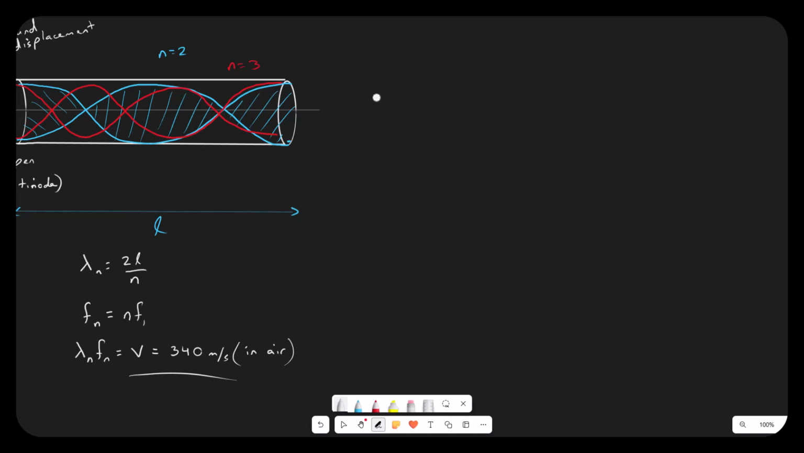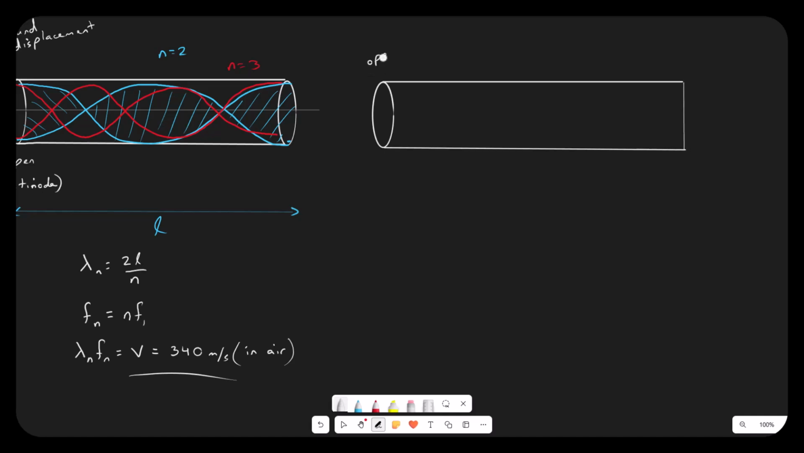With a tube, I'm able to do something else. What if I take that same tube and now I put a cap on the end? The side's open, and an open end gives me an antinode as the boundary condition. Open and anti both start with vowels, so that's easy to remember. This side I've put a cap on it, so this is now closed, and a closed end needs a node.